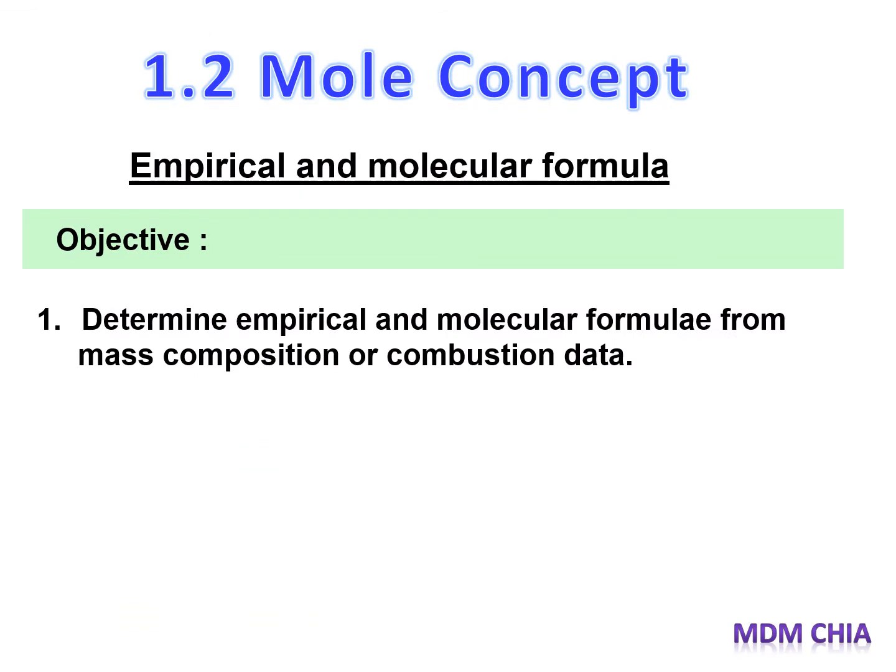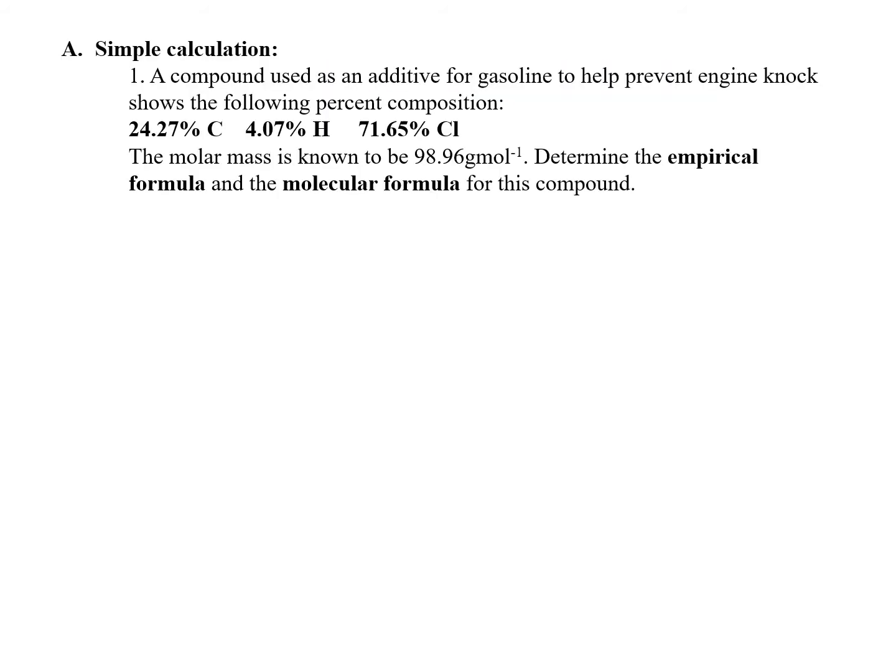1.2 More concept, empirical and molecular formula. Today we will learn how to determine empirical and molecular formula from the mass composition or combustion data. Calculation of empirical and molecular formula is divided into two types. First one is a simple calculation. Look at question number A.